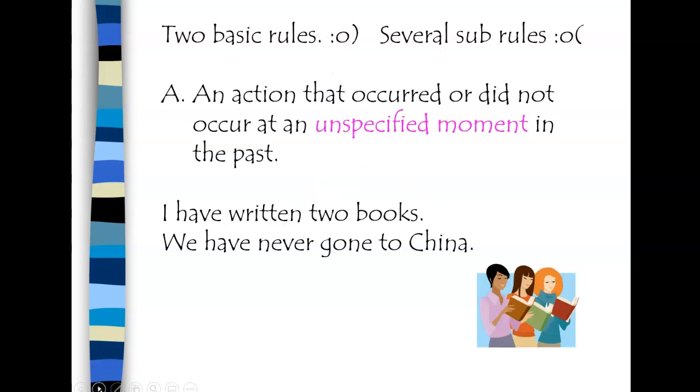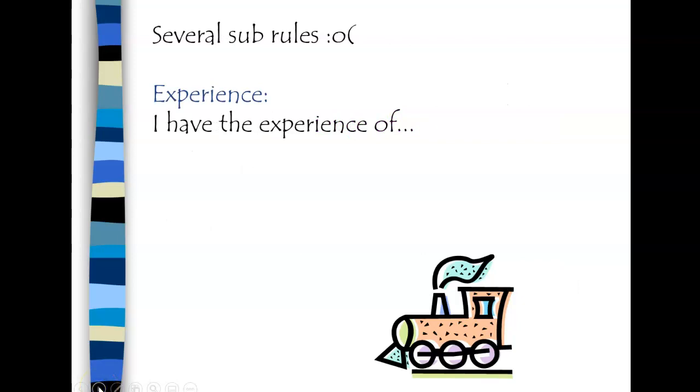So the most basic rule, it's an action that occurred or did not occur at an unspecified moment in the past. For example, if I say I have written 2 books, you don't know when, and maybe it's irrelevant. So I use the present perfect. Or we have never gone to China. It means, in fact, so far in my life, I've not gone there, but there's a possibility that I will go. And in fact, I have gone, but that's neither here nor there. This is an old PowerPoint from several years ago.